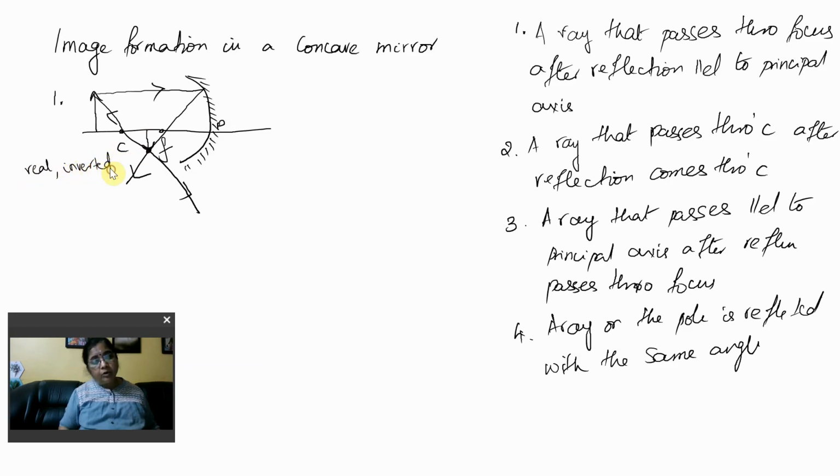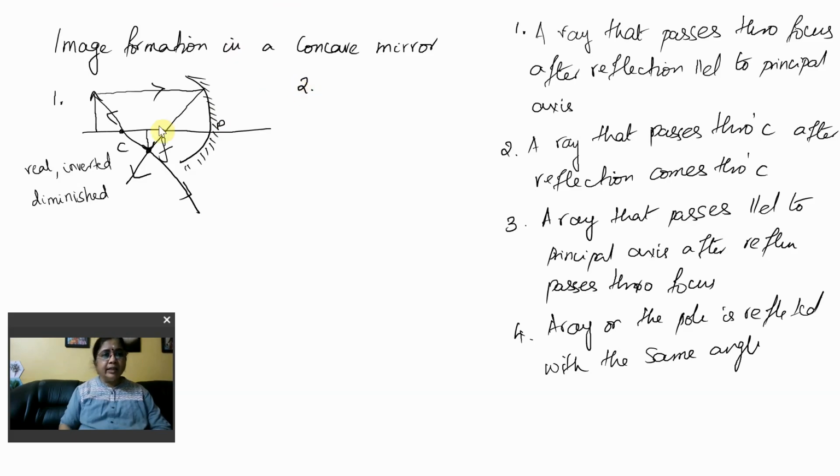Okay, we may have to go to the next page. And look at the size of the image. It is not the same size as this, right? So what do we have? It is diminished. Real, inverted, and diminished. So this is the first case which we have seen. Okay. So I have all the cases here for you, one by one. Now let us look at the second case.